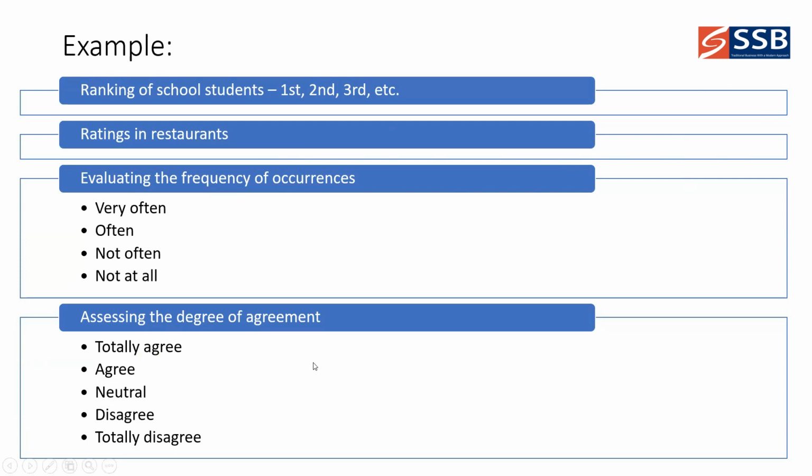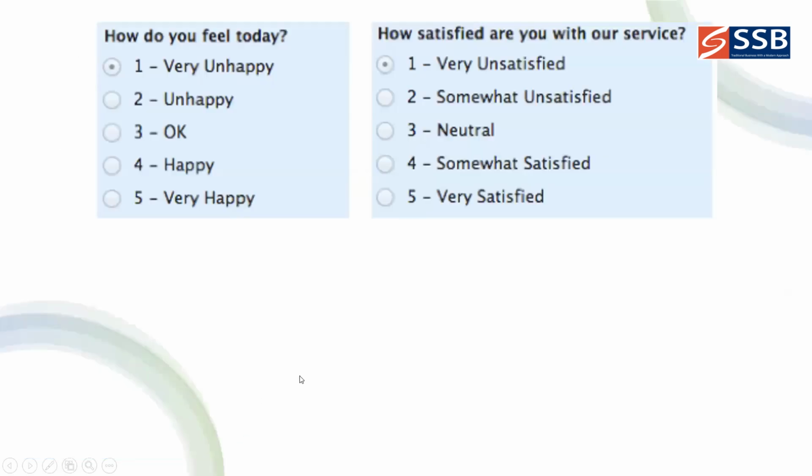In a day, how many times you are going to use, and assessing the degree of agreement. Totally agree, or it could be highly agree, neutral, disagree, totally disagree, or highly disagree. Like this, you have different evaluations. And how do you feel today? Very happy, unhappy, okay, happy, very happy, or your satisfaction level when you go to a mall.